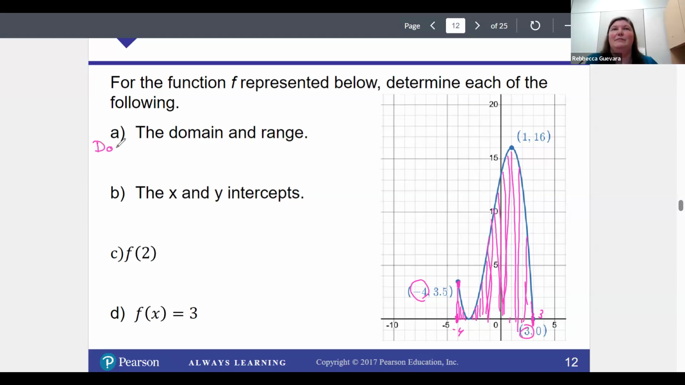So my domain, it's x values. It's all my x values that are between -4 and 3.